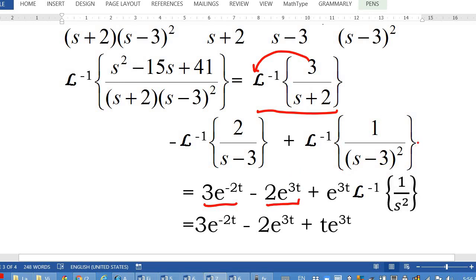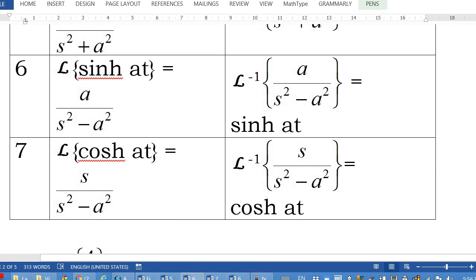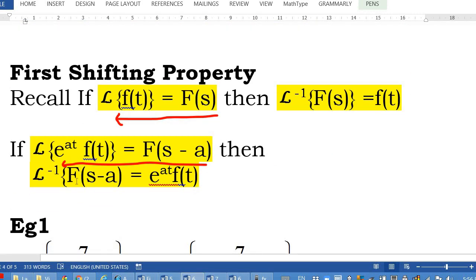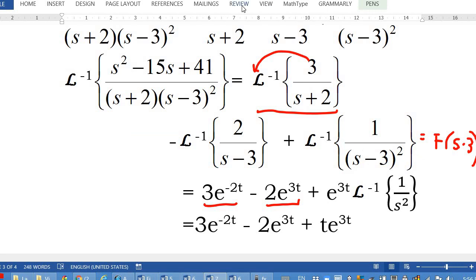The third term here, notice this is in the function of F of s minus 3. So if we have the inverse Laplace of F of s minus a, the result will be exponent at times f of t. Hence, you find the inverse Laplace of F of s minus 3. The result will be, a is 3, exponent 3t times f of t, where the f of t is actually inverse Laplace of your F of s.